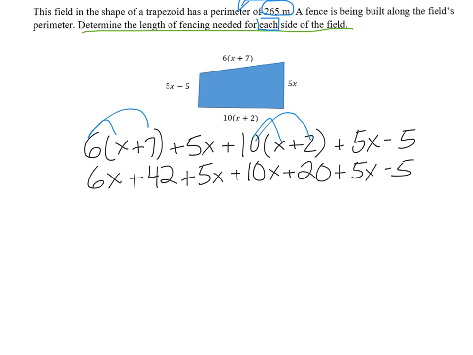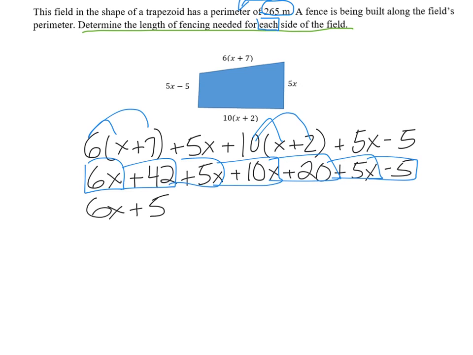Alright, so now this is just like you've been doing all this time when you've been simplifying. You're going to box your terms. Once you've boxed your terms, you're then going to organize them so that the terms with the highest variables go first. So in this case, it's 6x plus 5x plus 10x plus 5x. And it's good here to use our check marks to make sure we get everything, because there's a lot of terms here. So did I get everything? Yes, I did. Now I can do plus 42 plus 20 minus 5.